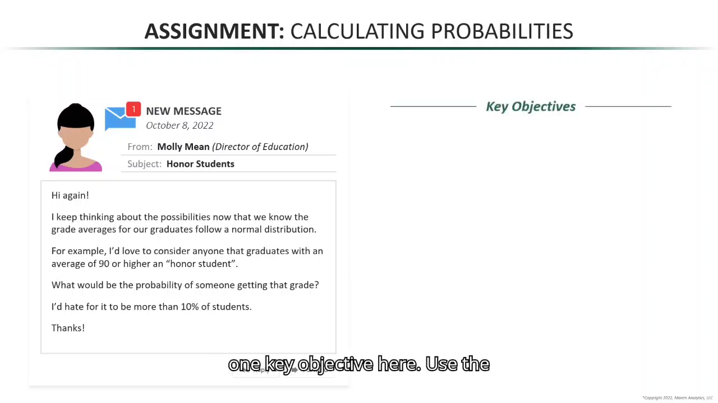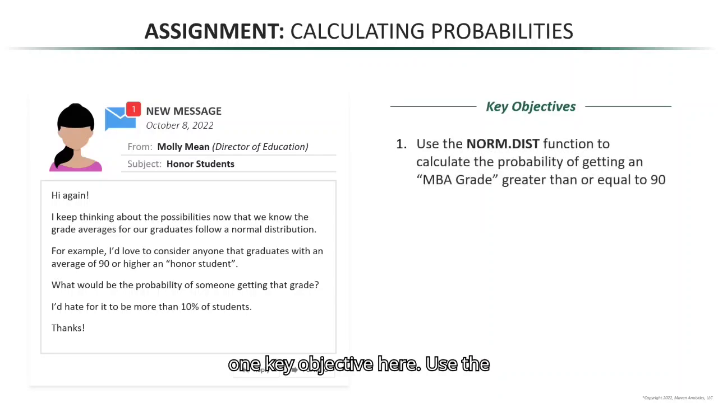Alright, so only one key objective here. Use the norm.dist function to calculate the probability of getting an MBA grade higher than or equal to 90. Good luck!